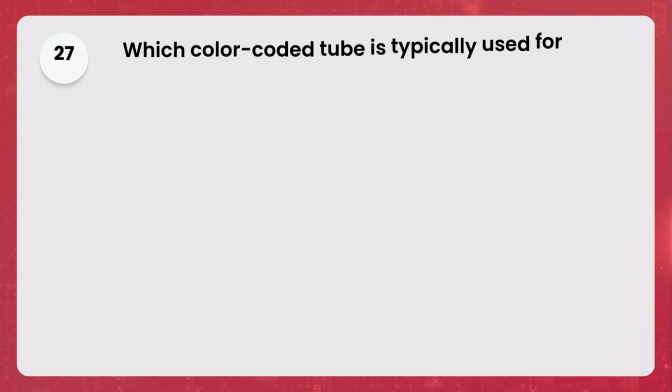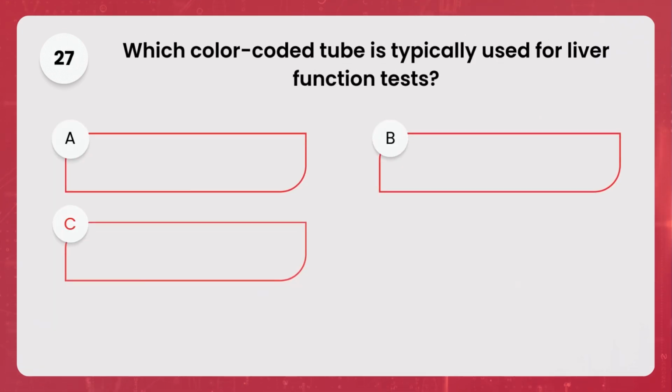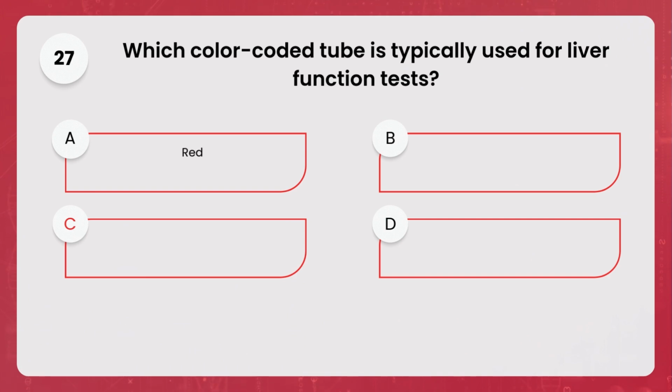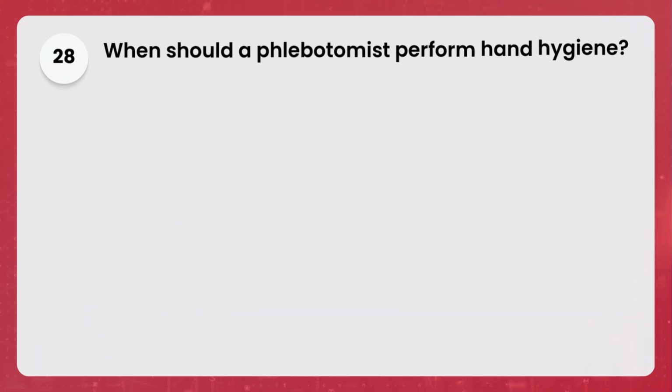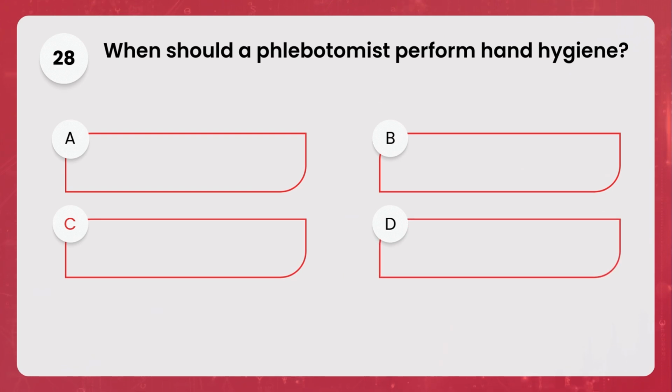Number 27. Which color-coded tube is typically used for liver function tests? A. Red. B. Green. C. Lavender. Or D. Yellow. The answer is B. Green.